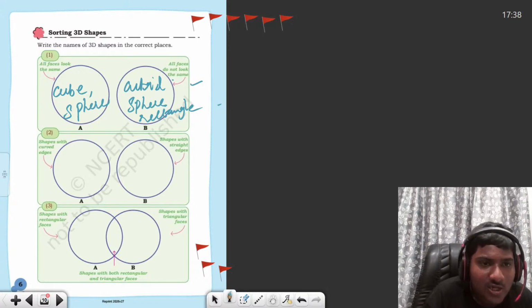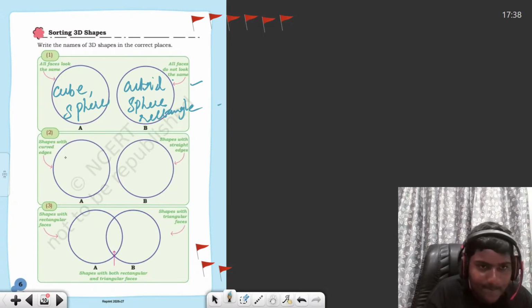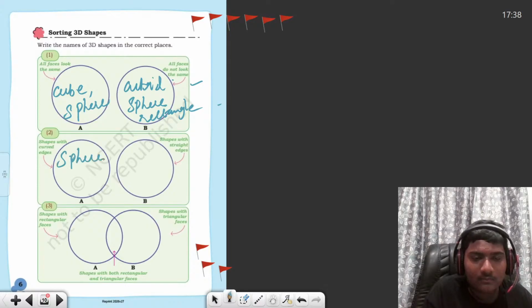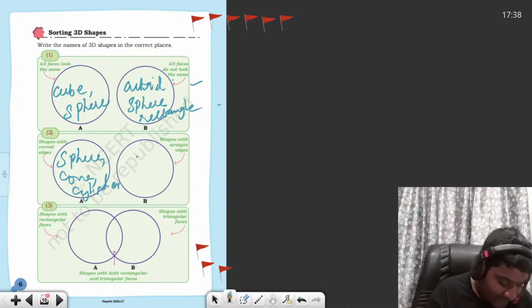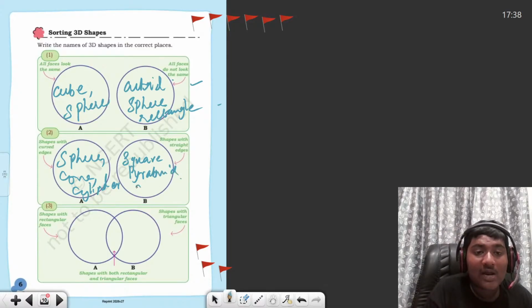Shapes with curved edges: sphere, cone, and cylinder. So, shapes with straight edges. Straight edges means also square pyramid, rectangular pyramid, triangular prism.